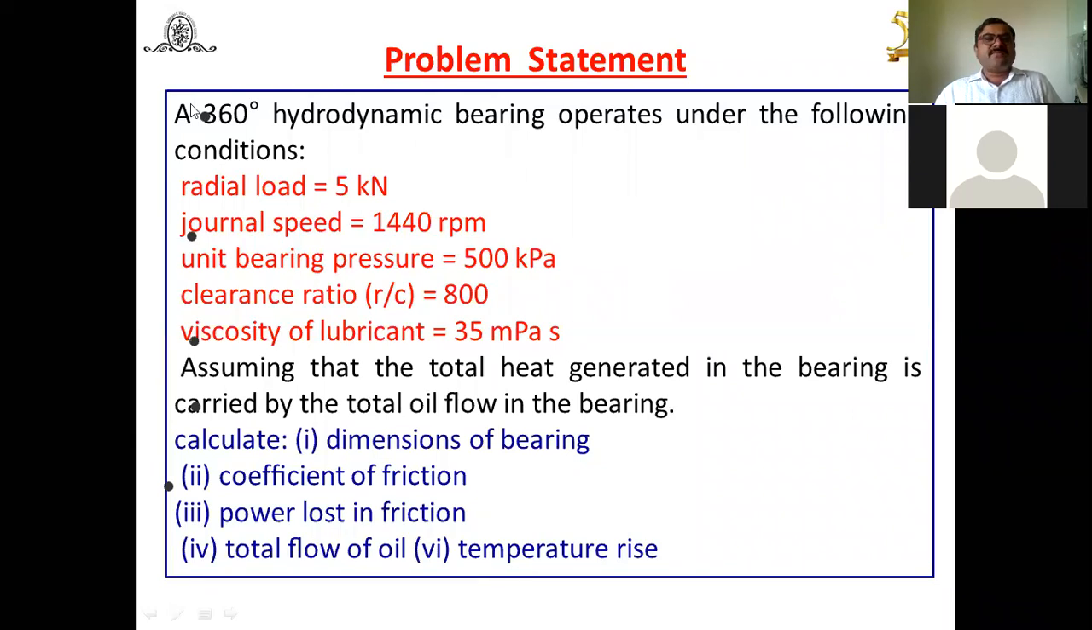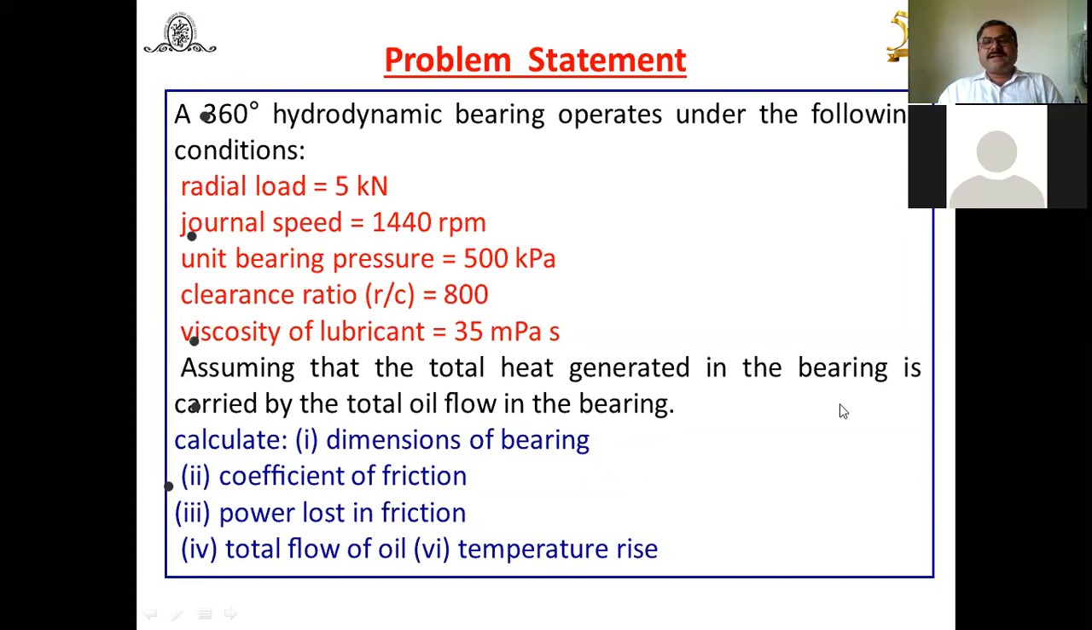So now in this problem, a 360-degree hydrodynamic bearing operates under the following conditions. This is the statement. Then radial load is given, 5 kilonewton. Try to understand this problem, it is very important. You have to give more attention to this problem. Journal speed is given, 1440 rpm. Then unit bearing pressure is also given, 500 kilopascal. Clearance ratio is given, R by C is 800. Then viscosity of the lubricant is also given, 35 millipascal second. It's a millipascal. If it's a capital M, it's mega; if it's a small m, it's milli.